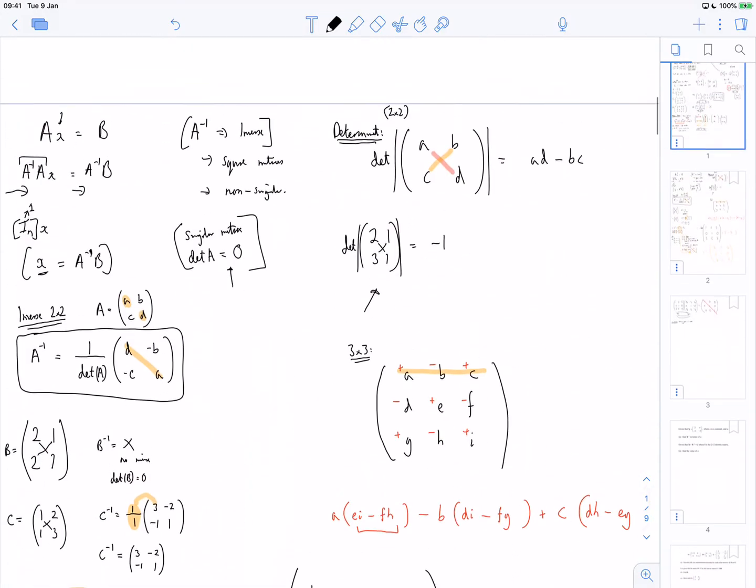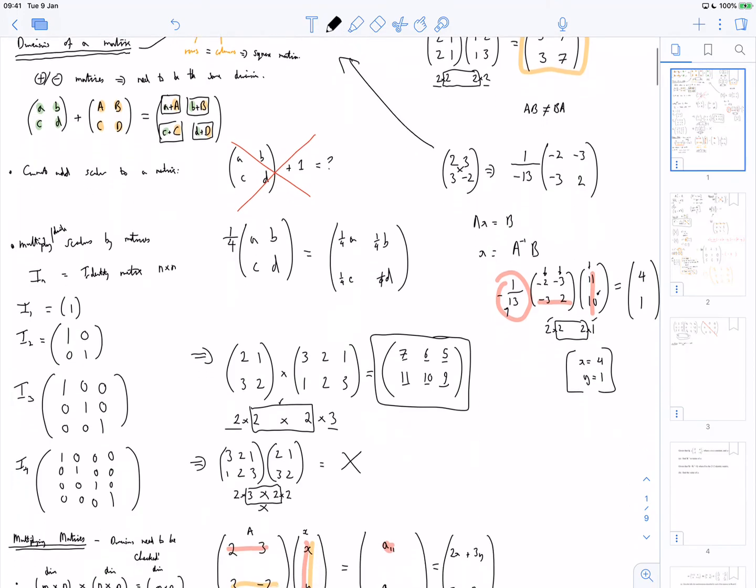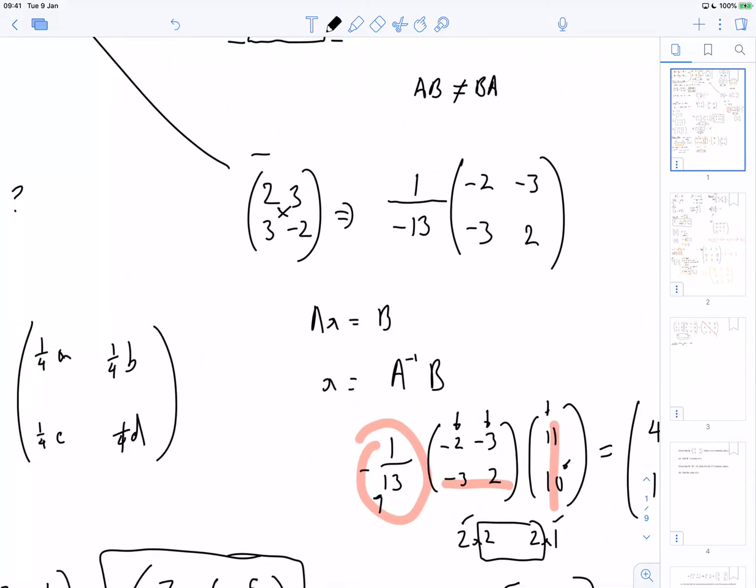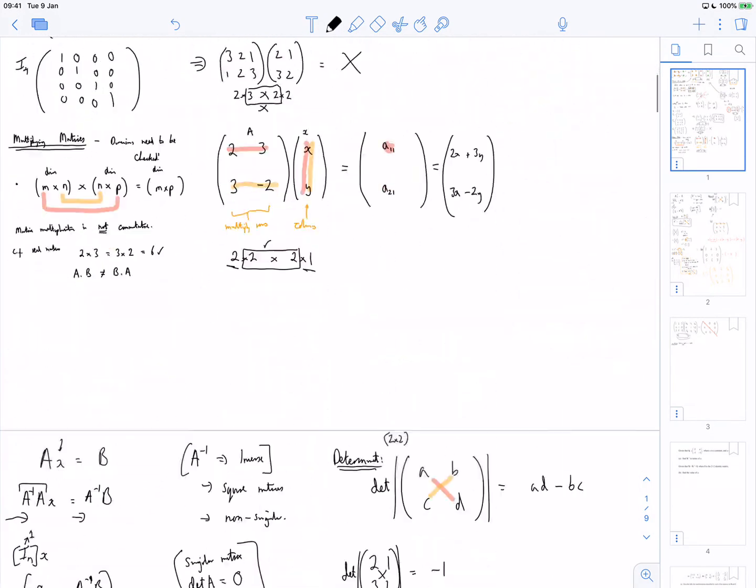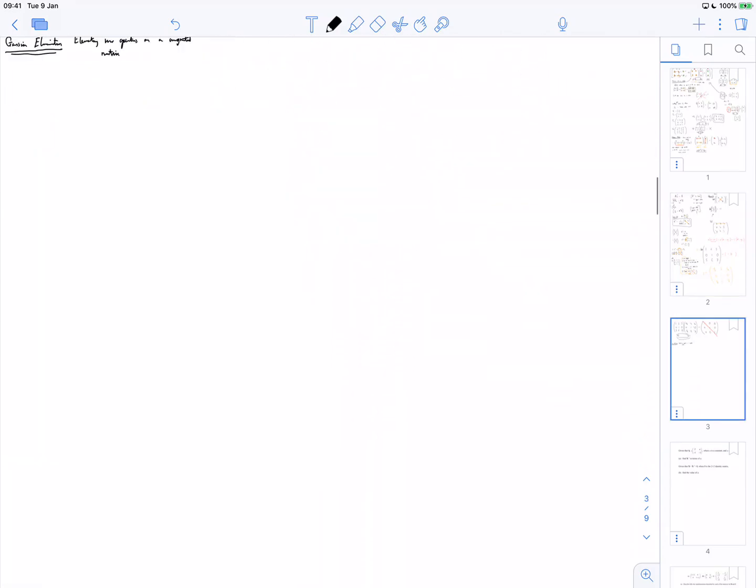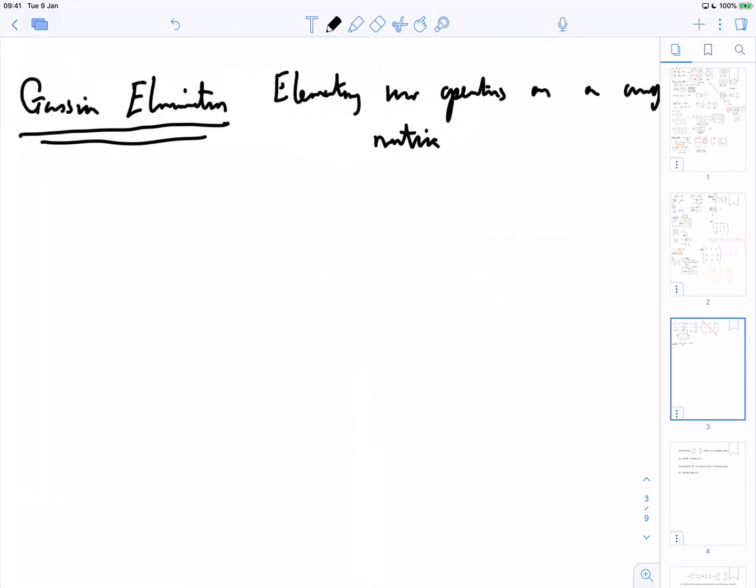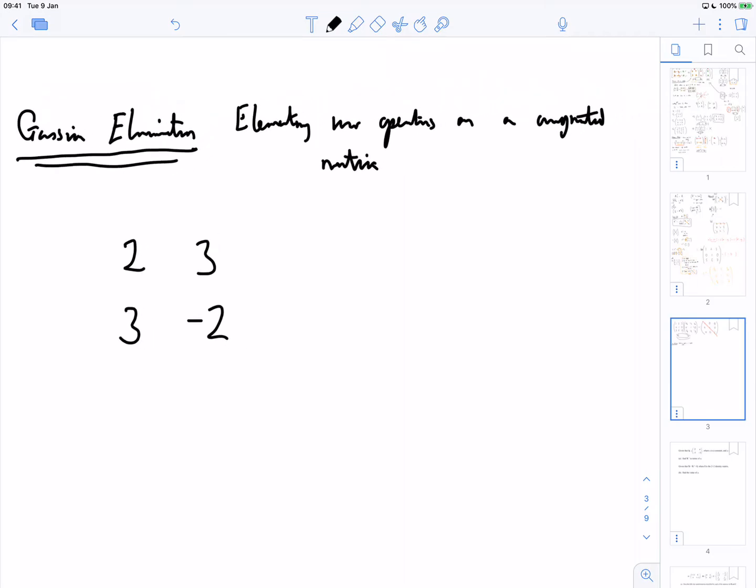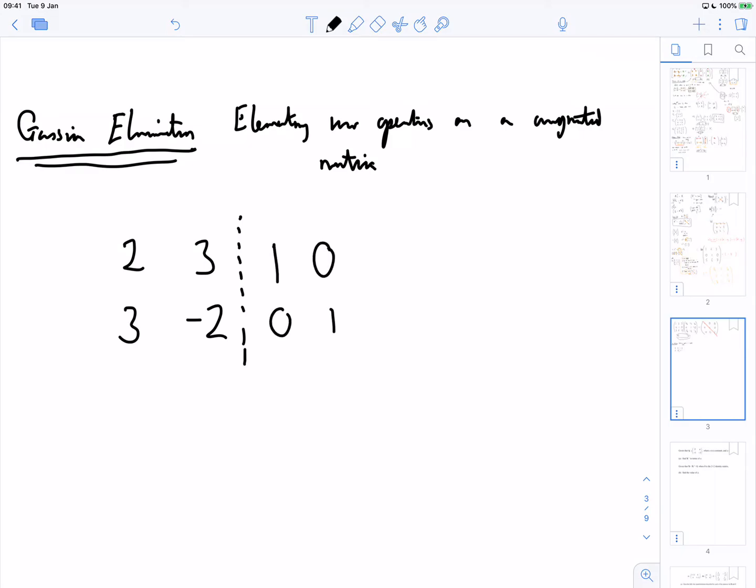So what was the matrix we were trying to invert? It was 2, 3, 3 minus 2. Okay, so imagine I've got the matrix 2, 3, 3 minus 2. And the augmenting matrix, I'm going to imagine there's a dashed line here, and I'm going to put the identity matrix of the same dimensions on there. So it's 2 by 2, so I'm going to put a 2 by 2 identity here.